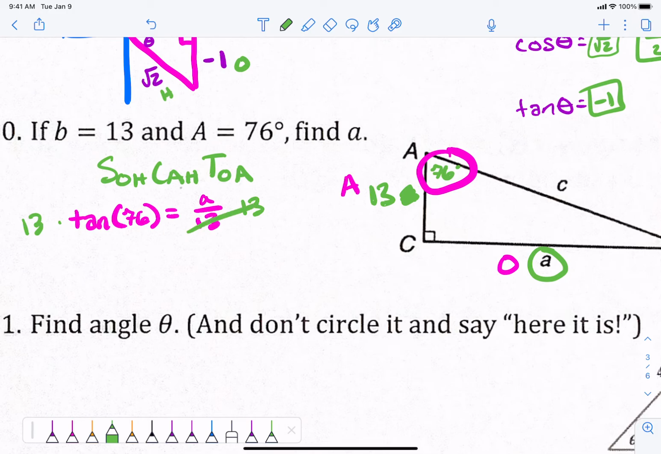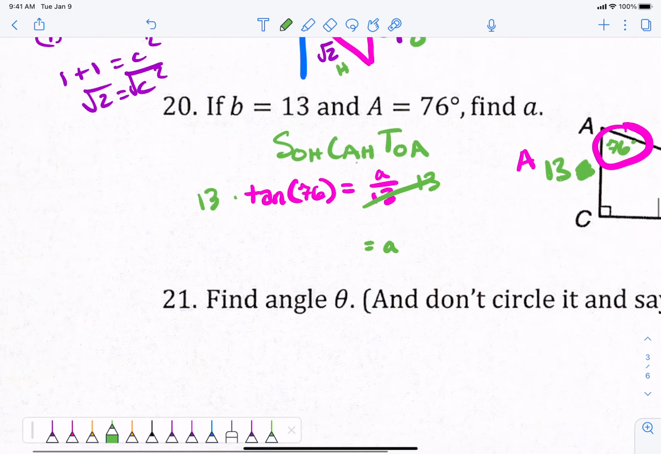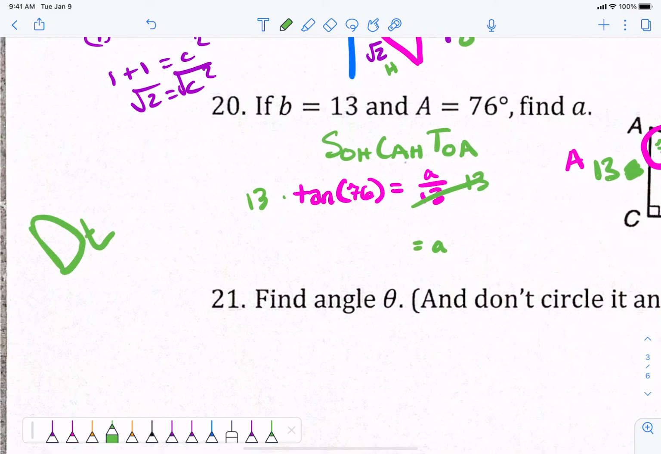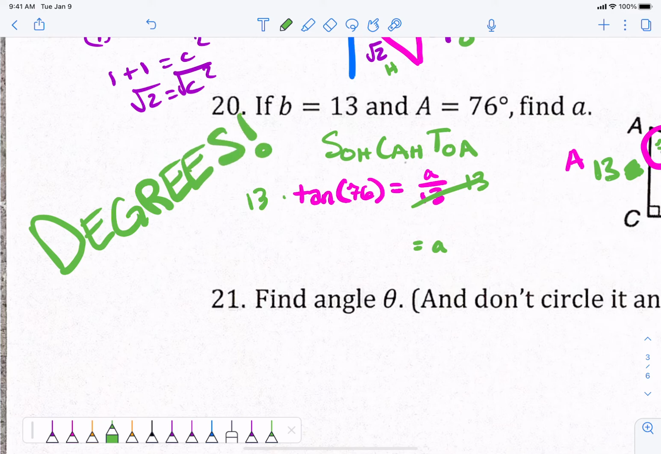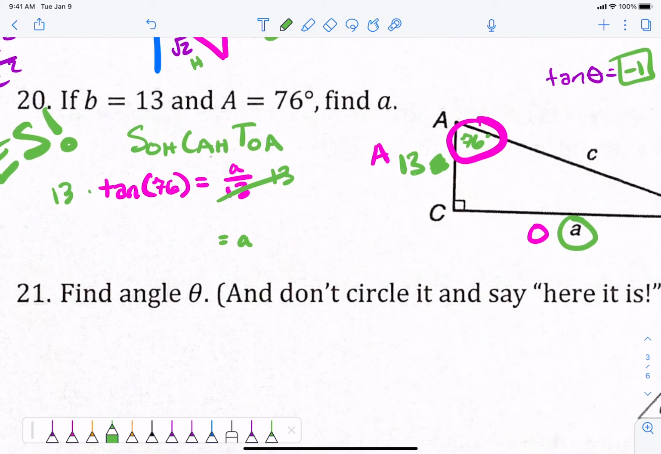Do you need to be in radians or degrees? Degrees. Why degrees? Because you're using degrees. So I'm going to put off to the side over here, degrees, so you can remember. That's kind of your little reminder if you're looking at this problem while you're doing the one on the test that you can remember. I need to be in degrees. Okay? What is that?